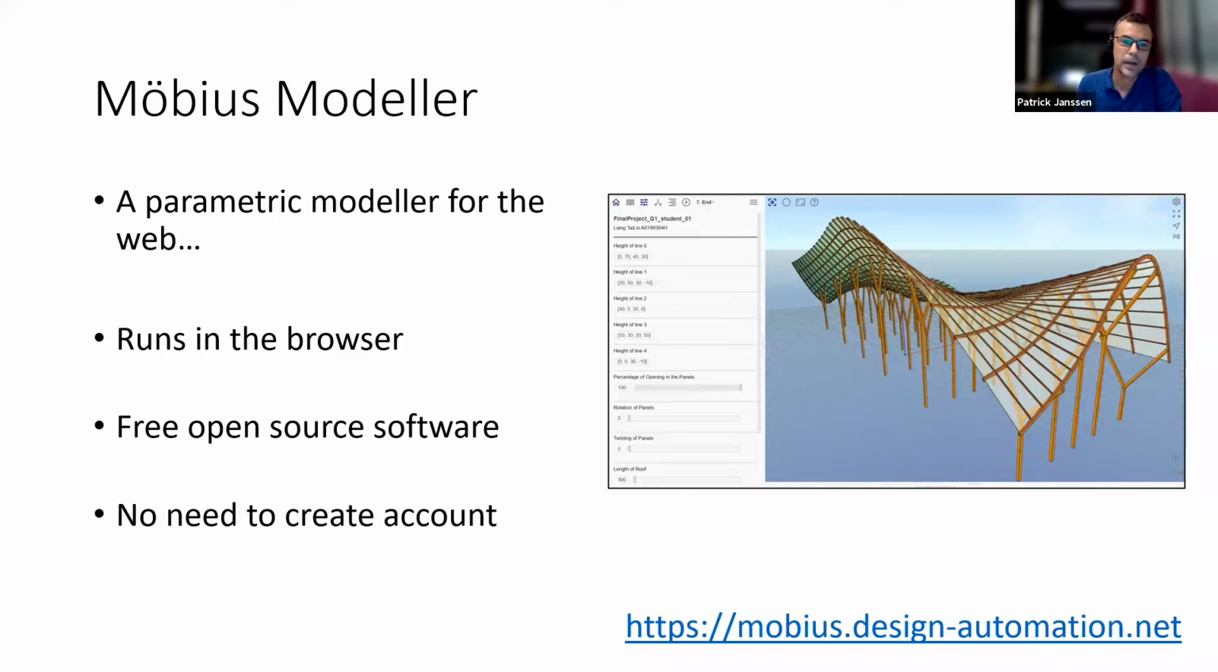So Möbius Modeler is basically a 3D parametric modeler that runs in the web browser. It's free, it's open source, you just click it and use it. You don't even need to create an account. So it's as easy as we can make it.